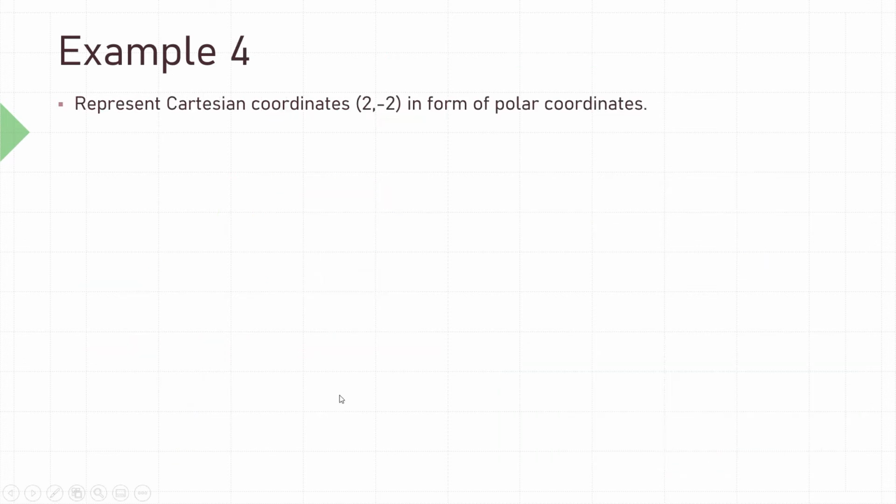Now let's look at this example. Just now we saw from polar to Cartesian coordinates, but now we are going to convert from Cartesian coordinates into polar coordinates. So how do we do this? We know that this is actually x and y, and we have the relation that r square is equal to x square plus y square.